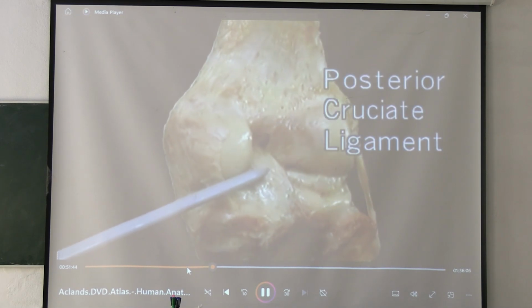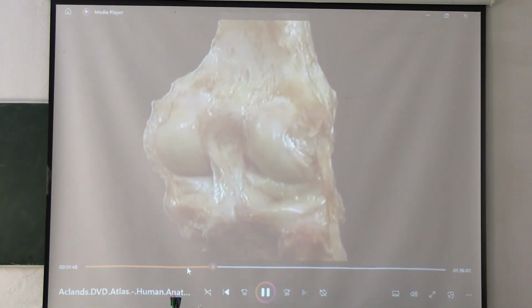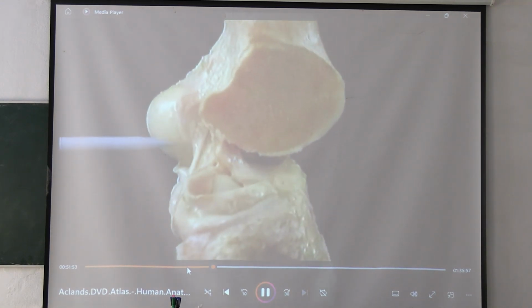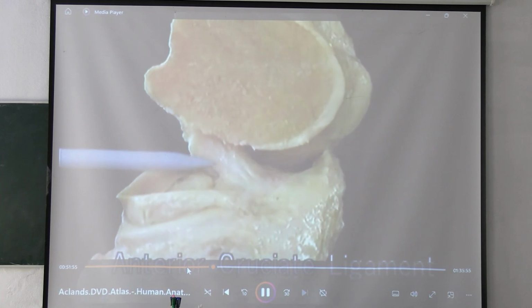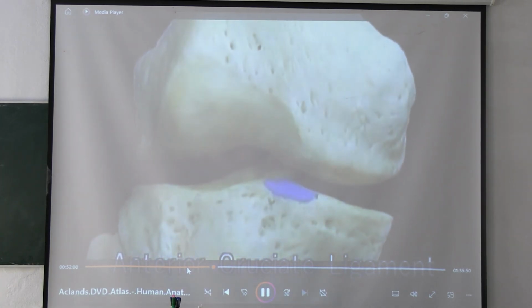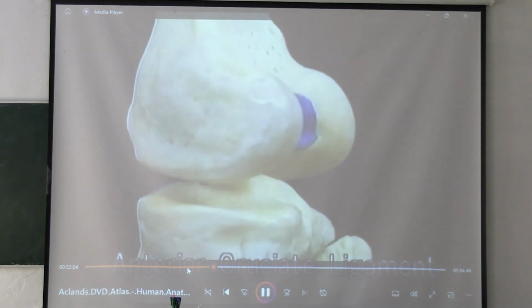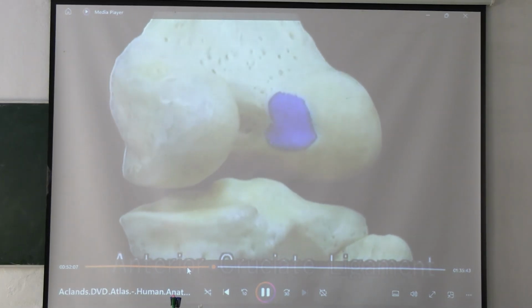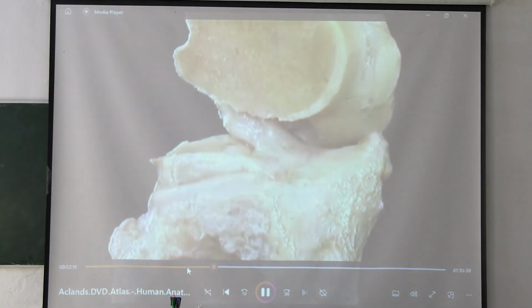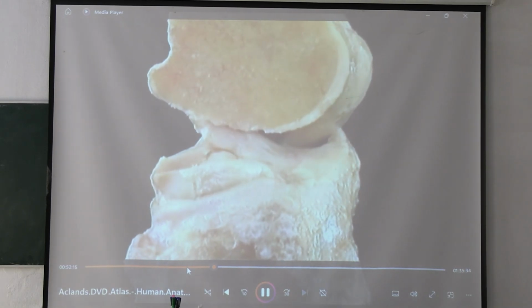Here's the posterior cruciate ligament, seen from behind. To get a better look at them, we'll remove the lateral condyle of the tibia. Now we can see the whole of the anterior cruciate ligament. The anterior cruciate ligament goes from here on the tibia to here on the femur, on the inner aspect of the lateral condyle. The anterior cruciate ligament prevents the femur from moving backward in relation to the tibia.